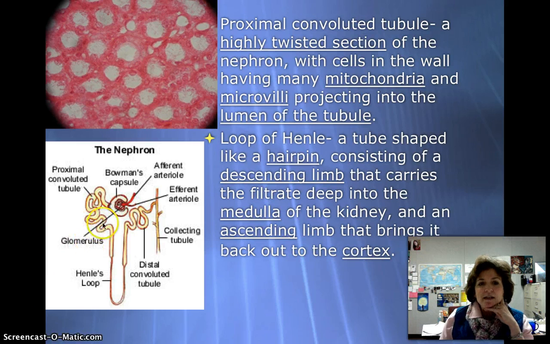Consists of a descending limb where it's traveling down away from the Bowman's capsule, and then an ascending limb that brings the filtrate back into the cortex. So descending limb goes to the medulla, ascending limb back out to the cortex.